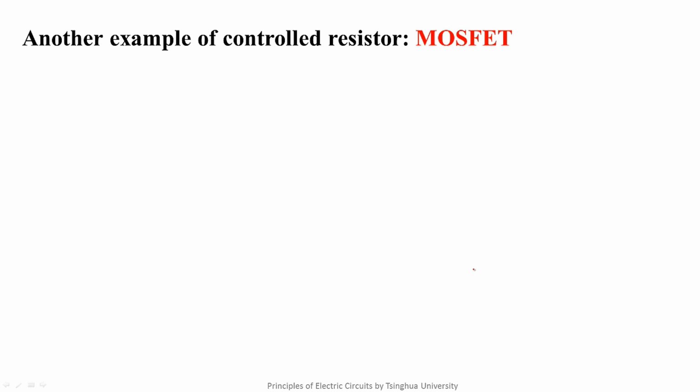Then let's discuss another example of the controlled resistor. It is a MOSFET. The MOSFET is a three-terminal device too. Its full name is metal oxide semiconductor field effect transistor. What is a MOSFET? We will give you an introduction to it now. I will show you all its characteristics little by little and tell you how important it is. Firstly, we will have a look at the MOSFET. What does such a three-terminal device look like? Its three terminals are the gate, drain, and source respectively.